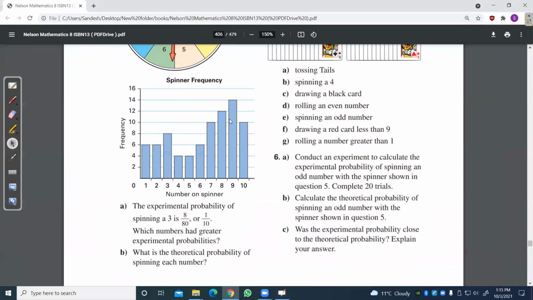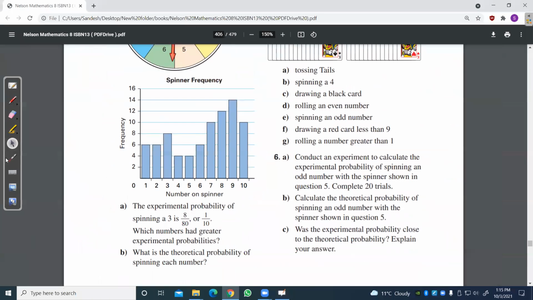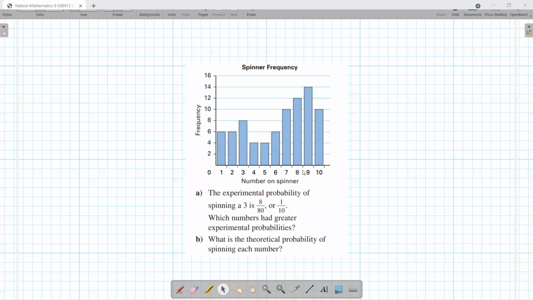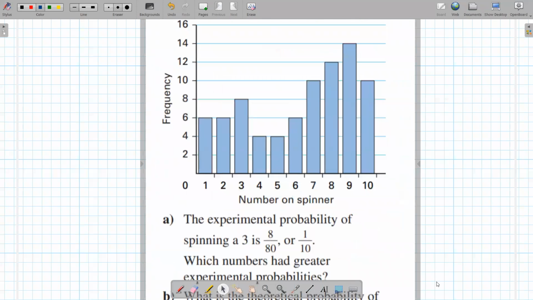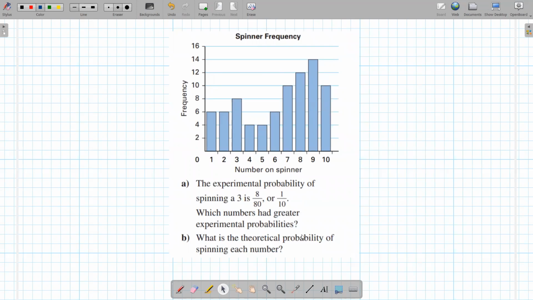So what's going on here? This girl spun her spinner, and this is what she got. Let's analyze this. On our spinner, there are 10 numbers. When she spun it 80 times, she found that it landed on number 1 6 times, number 2 6 times, number 3 8 times, and so on. It landed on number 9 14 times.